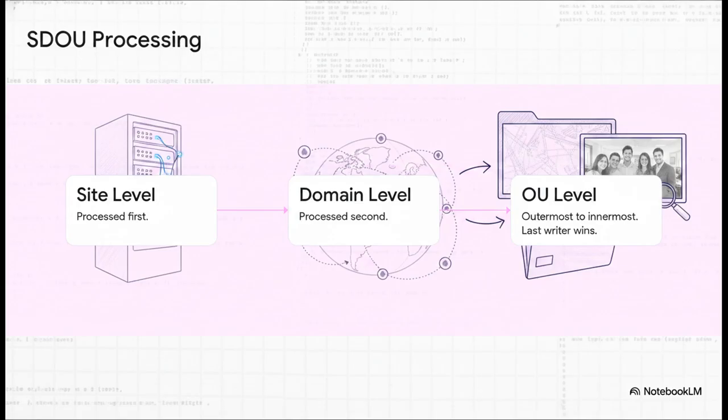GPOs are applied from site, down to domain, down to the OU, following a really strict last writer wins rule. So, say your domain policy sets a standard corporate desktop wallpaper, but your specific sales OU policy sets a custom team photo. Because the sales OU is processed last, the sales wallpaper wins. This SDOU flow is the absolute backbone of how group policy processes information.